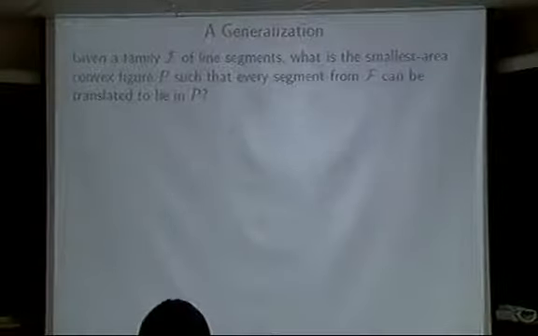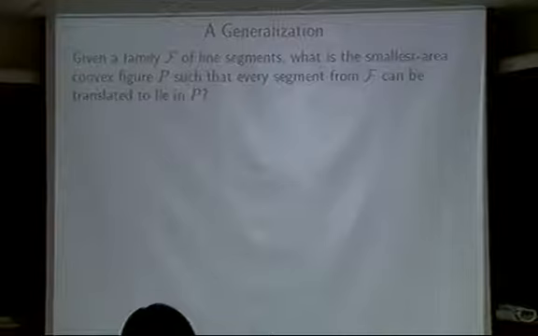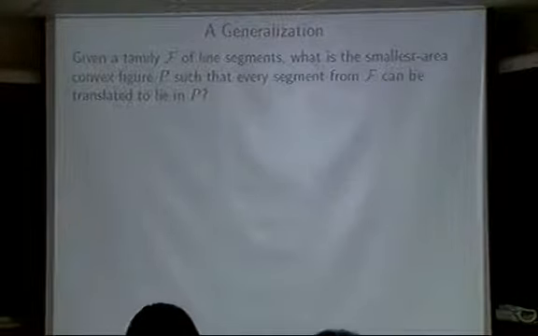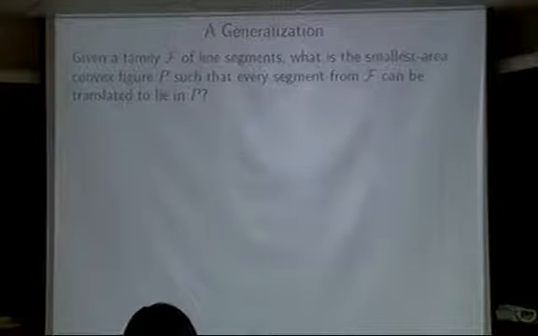And that leads us immediately to this generalization here. If I give you a family of line segments, and I'm not requiring it to be finite, just some set of line segments in the plane, I want to know what is this convex figure P of smallest area such that every segment fits inside P. And by fits inside, I mean every segment from this family can somehow be translated so that it lies in P. Right? So then Kakeya's problem is a special case where this family simply contains all unit segments of every possible orientation.